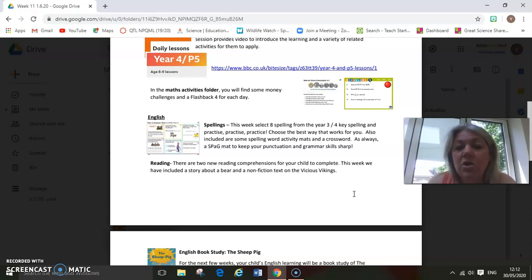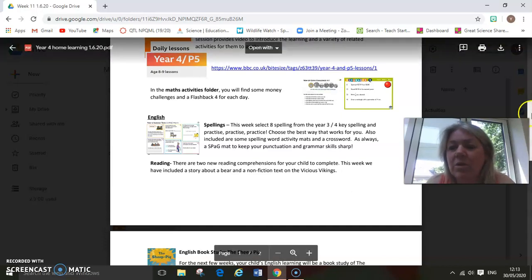So 2 new reading comprehensions for you to have a go at this week. We've got a story about a bear, and then we've got a non-fiction text on vicious Vikings. Now we know loads about Vikings already, but remember when we're doing a reading comprehension, we've got to think about what's in the text. What can we read? What's on the page? So I know you know loads about Vikings, but you can't just put any old thing down. You've got to really think carefully about what's there.